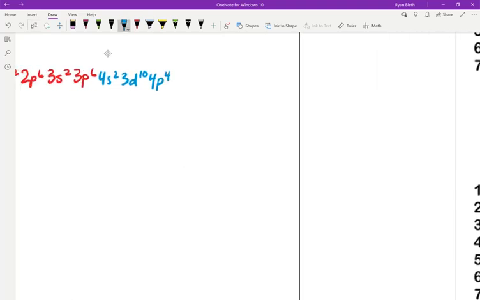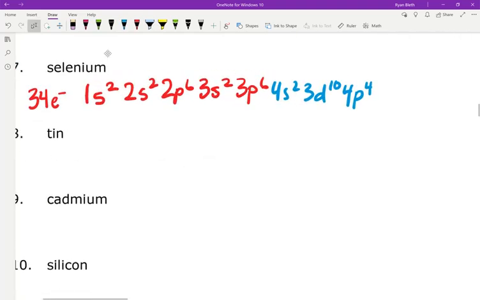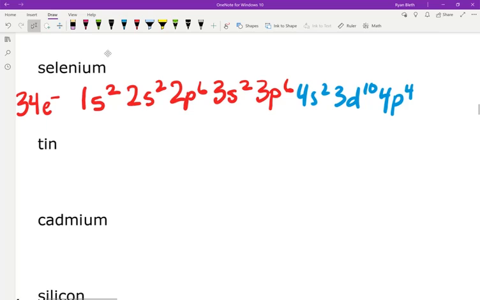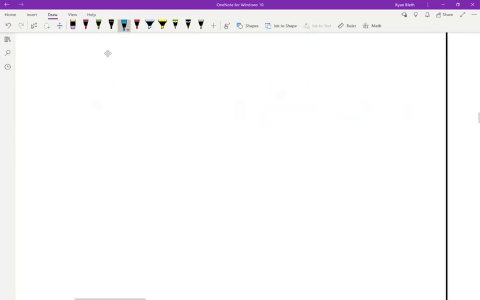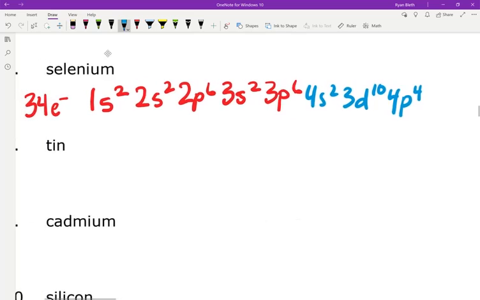So 4p4 for selenium. And if we can do some quick math, 2 plus 2 plus 6 is 10. 2 plus 6 plus 2 is another 10. And then here's another 10. That's 30 up through 3d10, plus the 4 more at the end. So that is 34 electrons if you add those up. And you can certainly use a calculator to double check yourself on any and all of these as you're going.